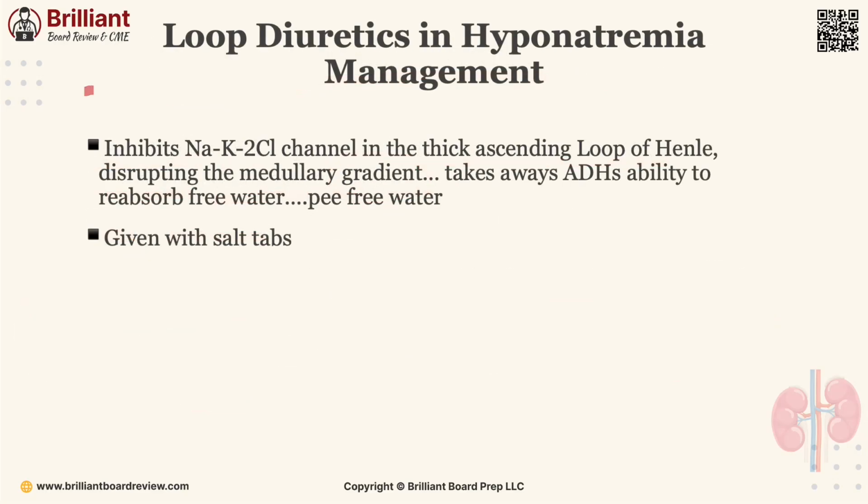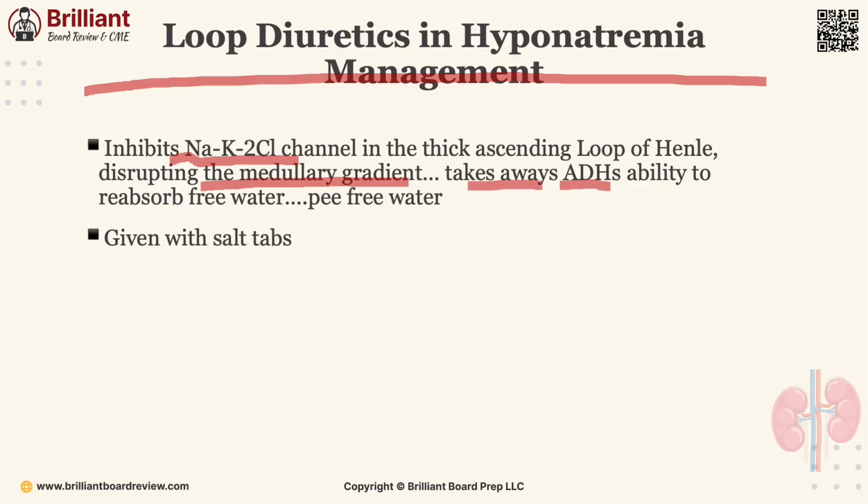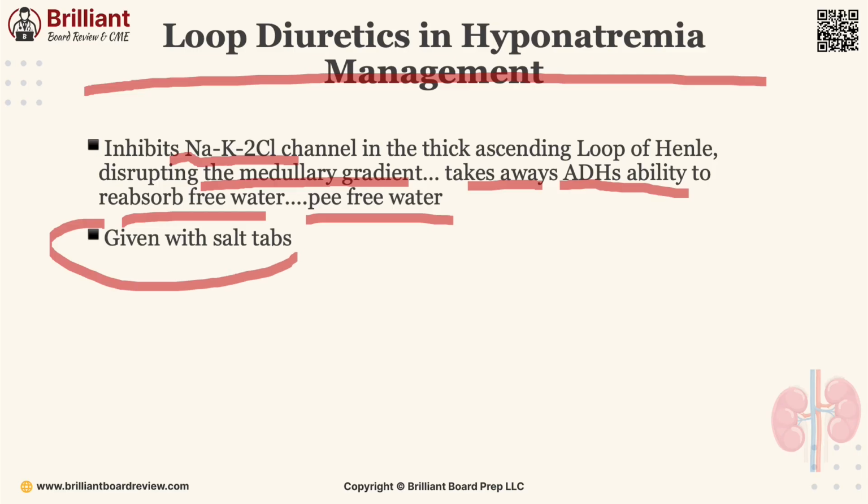Now let's talk about loop diuretics and hyponatremia management. It inhibits the sodium-potassium-2-chloride channel in the thick ascending loop of Henle. It's going to disrupt the medullary gradient. It takes away ADH's ability to reabsorb free water, so you're going to pee free water. Now it's recommended you give a solute. You can give salt tabs. We discussed urea, and possibly protein powder can also be given.